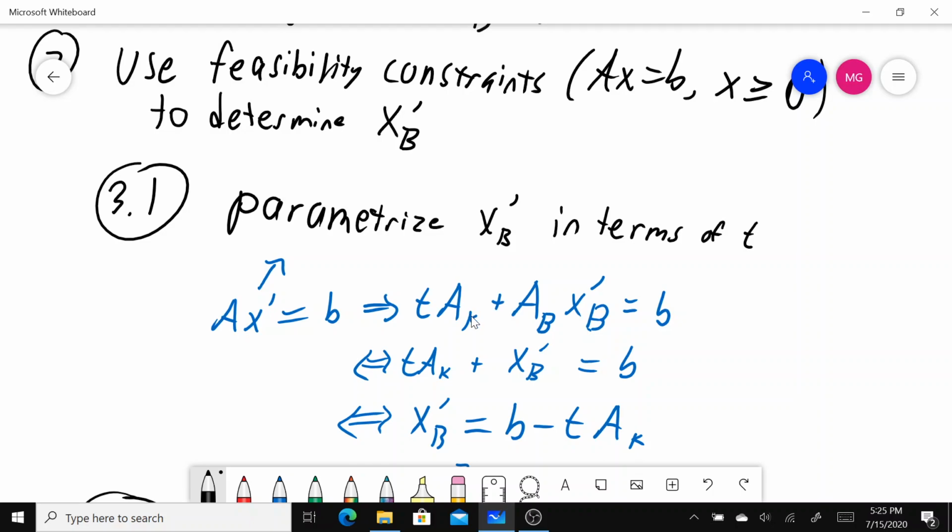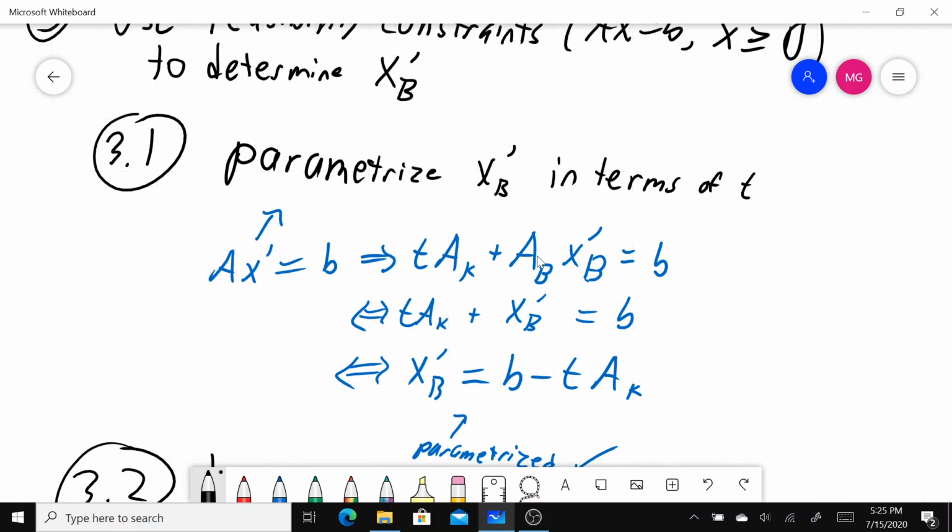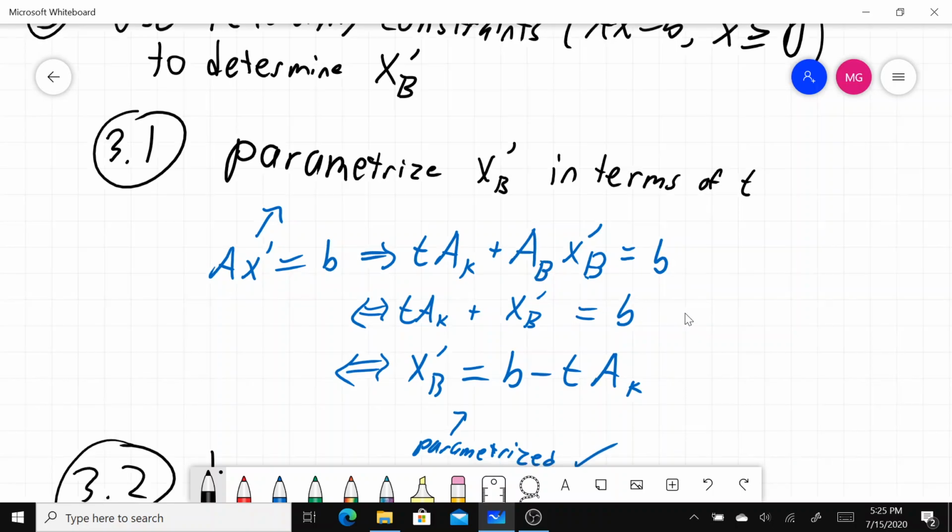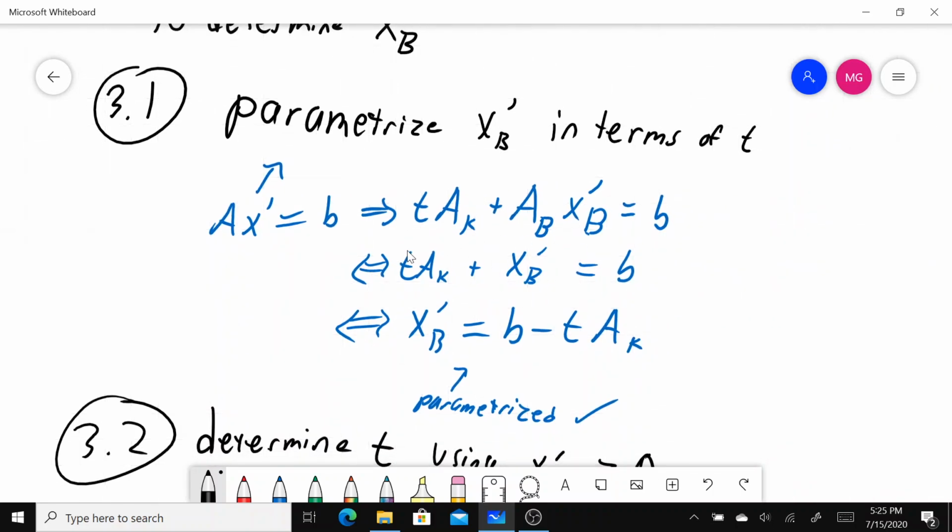Hopefully it's clear that a sub k is referring to the kth column of the matrix A. And this is constrained to be the vector b, and now that we also know we're in canonical form, this A sub B matrix just disappears. It's just the identity matrix. And now you have this equation, and you can just move xb prime to one side and solve for it. So it's b minus t a_k, and this t variable is the only thing we don't know.